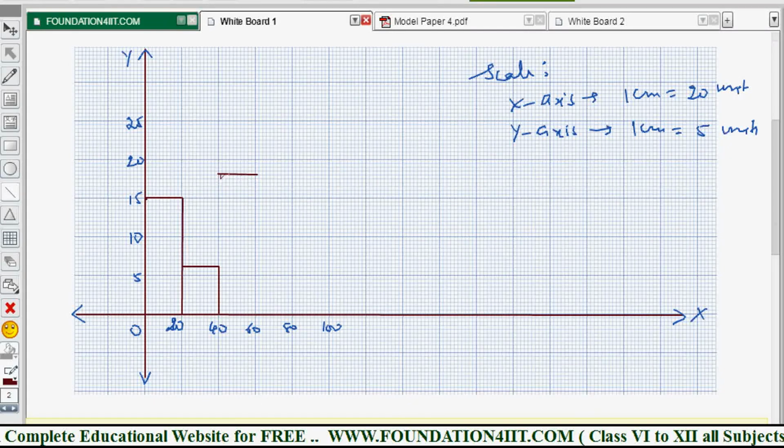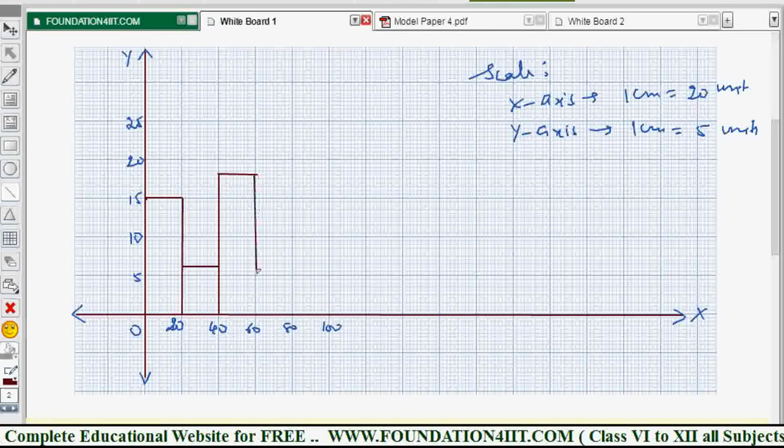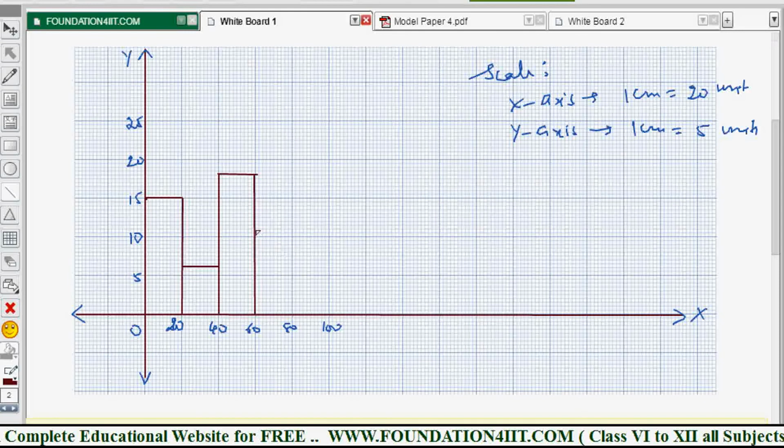According to the class size and the scale you have taken, you can just keep these bar lines. And 60 to 80 is 10. So this is the 10. Now after constructing this histogram, the highest frequency is 40 to 60. Highest frequency is 40 to 60.